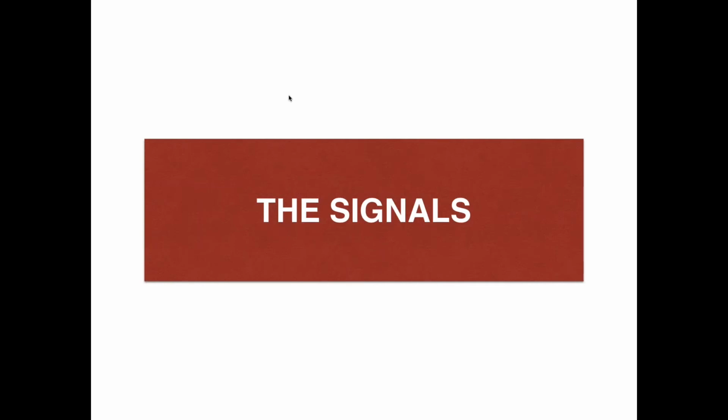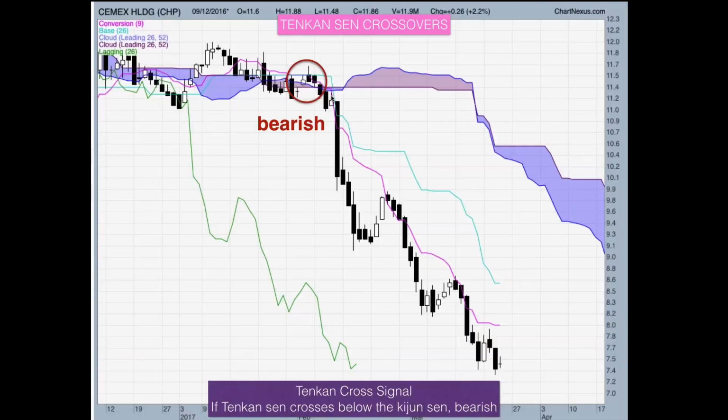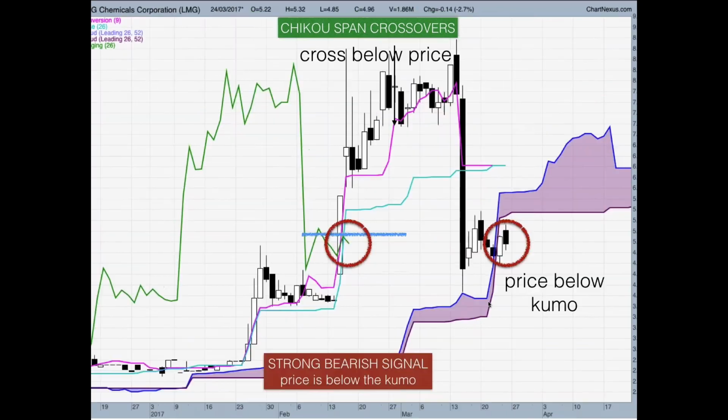So what are the Ichimoku signals? First, you have the Tenkan-sen crossovers. If Tenkan-sen crosses above the Kijun-sen, we are bullish. If Tenkan-sen crosses below the Kijun-sen, we are bearish. If the Chikou Span crosses above the price, we are bullish. If the Chikou Span crosses below the price, we are bearish.